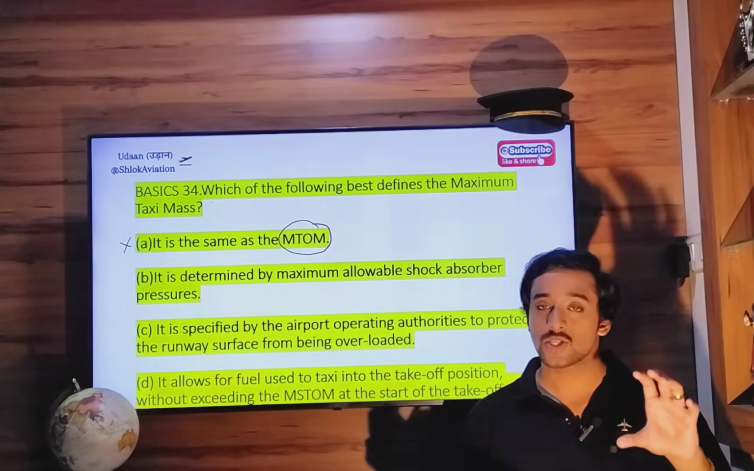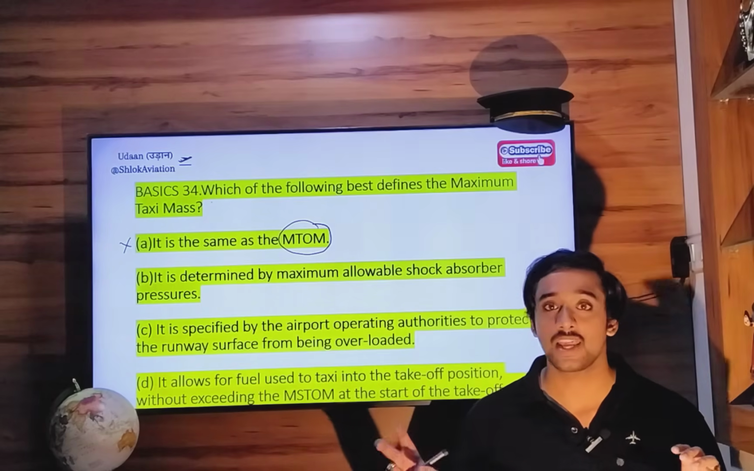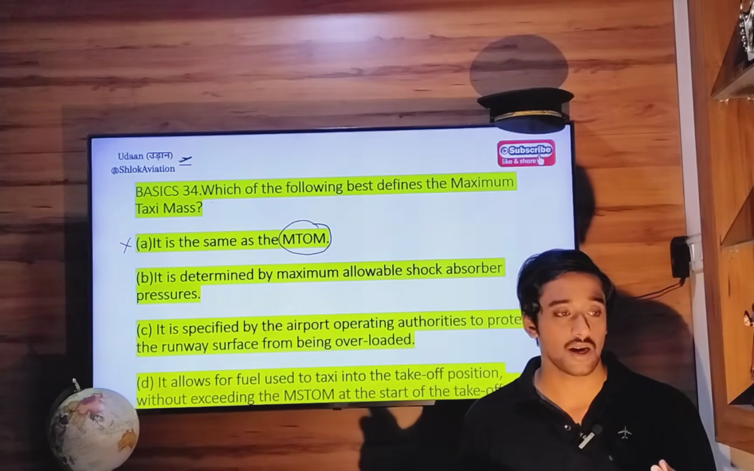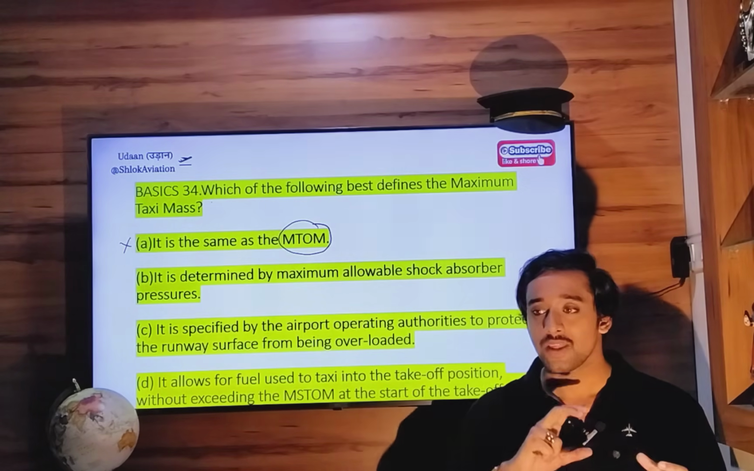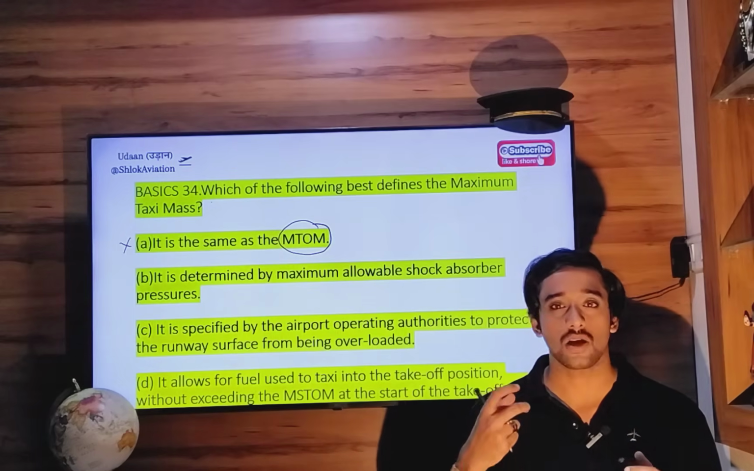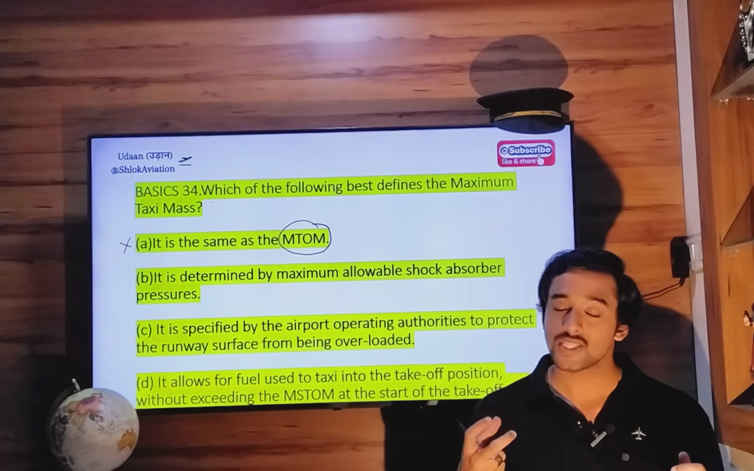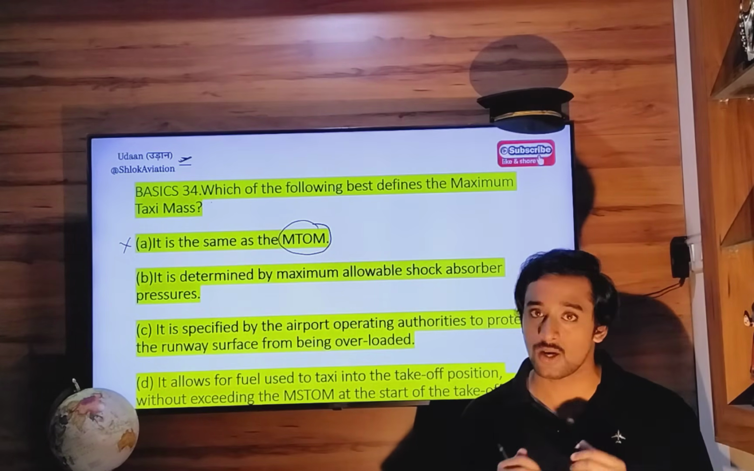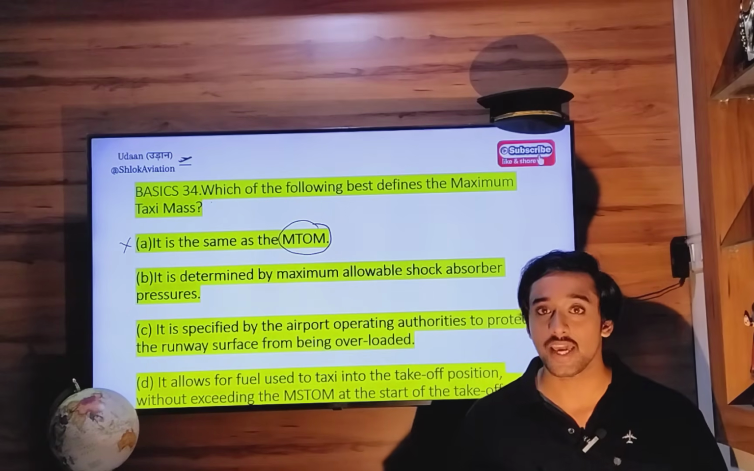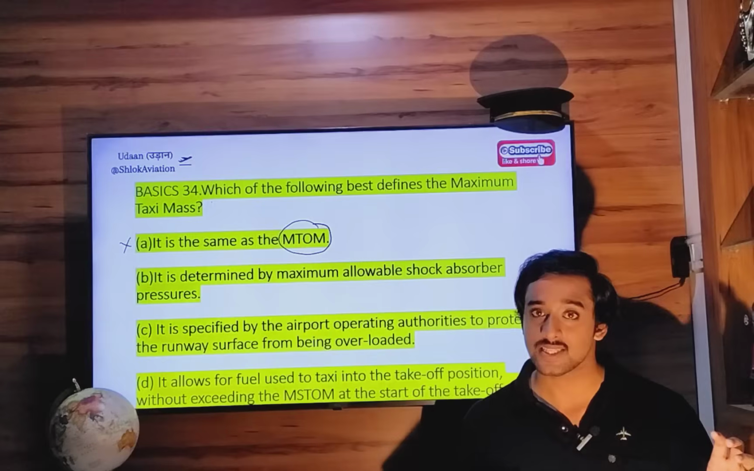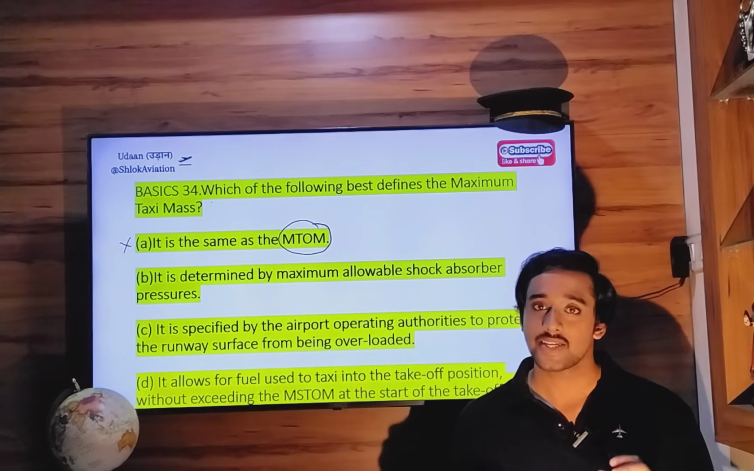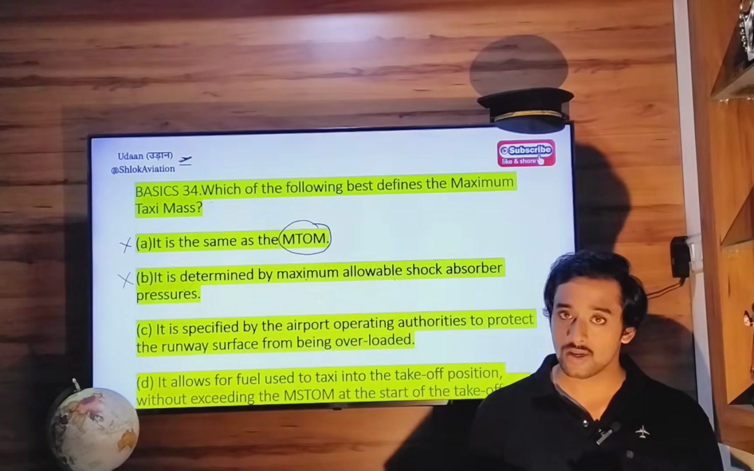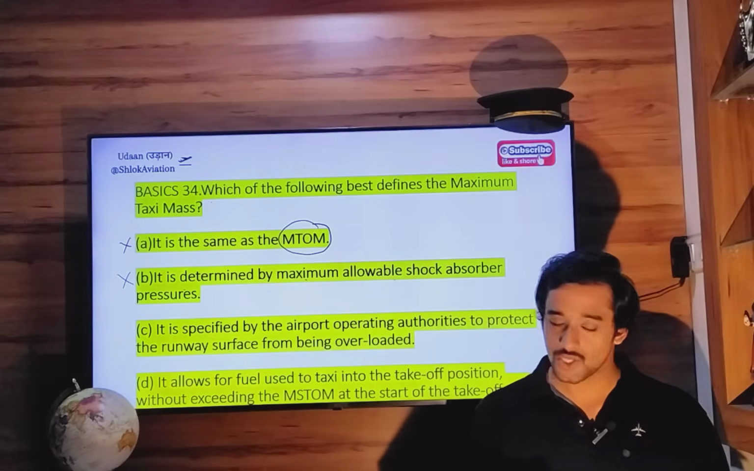Also, the maximum structural taxi mass will be different from maximum structural takeoff mass. The structural limitation of takeoff mass is more intense, or let's say the forces applied to aircraft structure at the time of takeoff will be much more than the loads imposed on aircraft structure at the time of taxi. I hope you all agree. So therefore, maximum structural taxi mass will be different from maximum structural takeoff mass. It is determined by maximum allowable shock absorber pressure, wrong. It is specified by airport authorities, irrelevant.